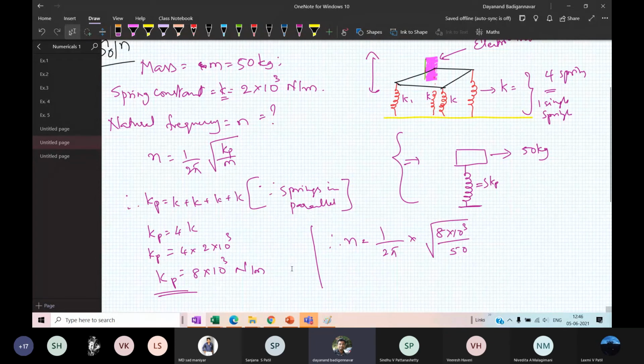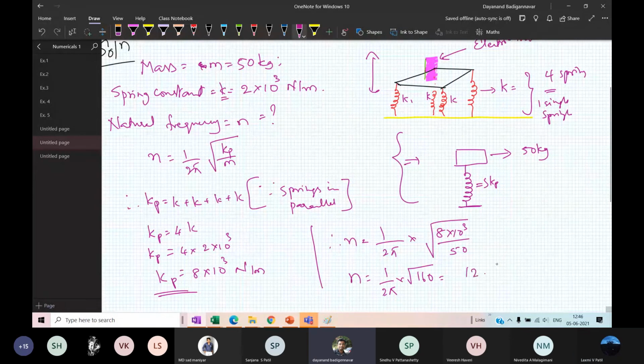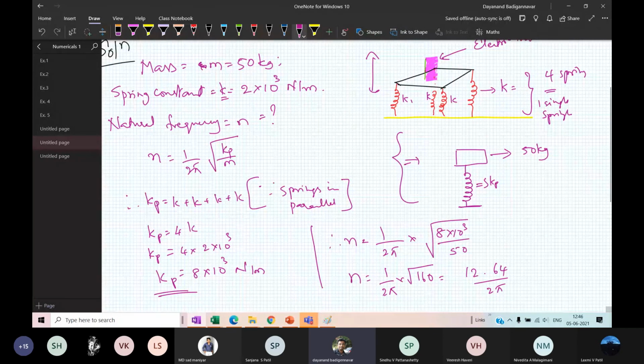So root of 8 into 10 to the power of 3 divided by 50. So 160, you get it here. So that is N equal to 1 upon 2 pi into root of 160. Check, the root of 160 is what? 12.64. 12.64 divided by 2 pi.